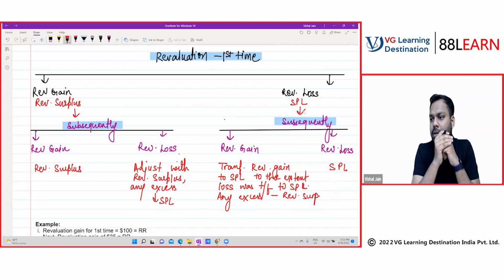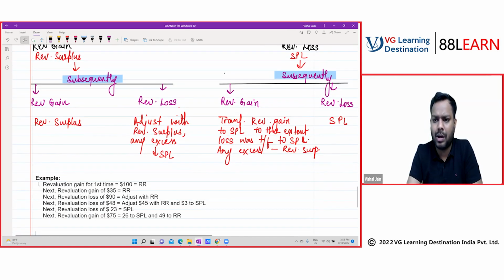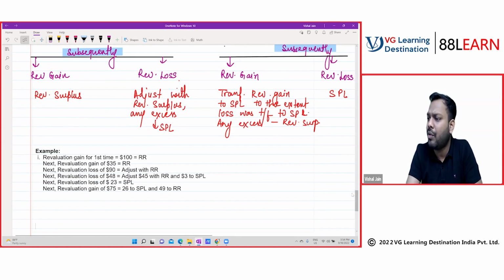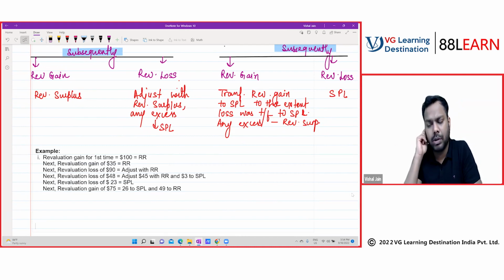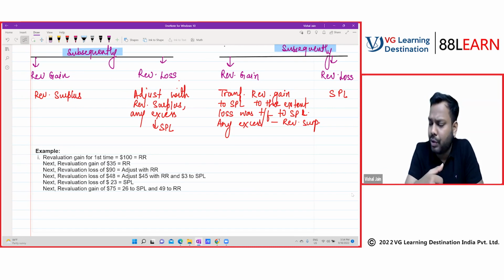In the first time loss, we used to transfer to other comprehensive income. Is there any amendment? No, there is no amendment. If it is first time loss, how can you transfer it to other comprehensive income? See, revaluation reserve is nothing but other comprehensive income, right? So if you have a loss for the first time, is there a balance of revaluation reserve? No, you don't have a balance in revaluation reserve. So how will you transfer it to other comprehensive income?